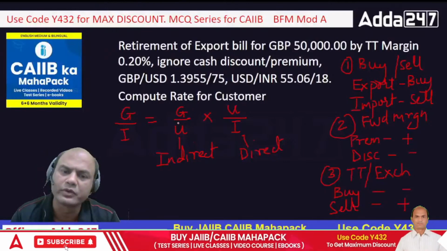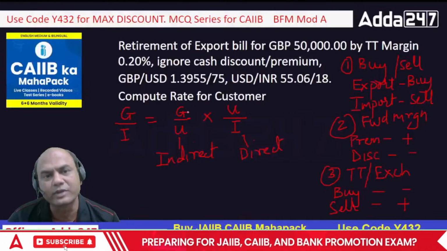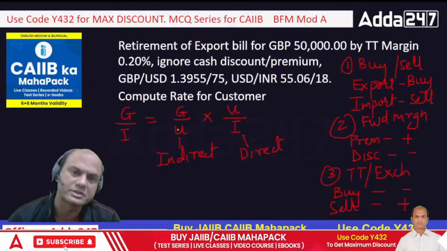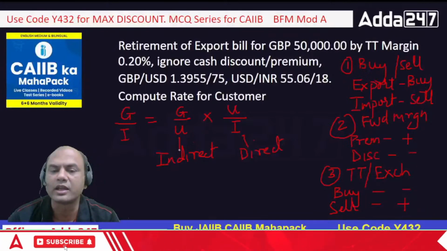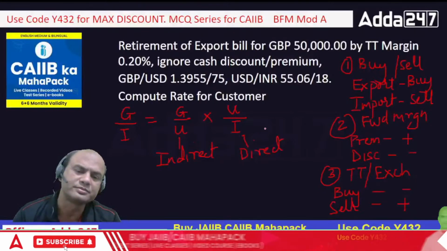No. Is USD my home currency? No. So this home currency logic doesn't apply over here. It always applies one logic only, that is whether USD is fixed or USD is fluctuating. If USD is fluctuating, it is indirect rate. If USD is fixed, it is direct rate. Keep it that simple.